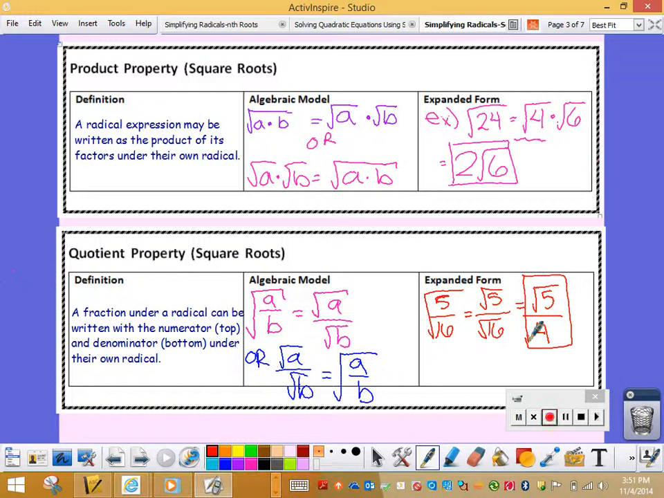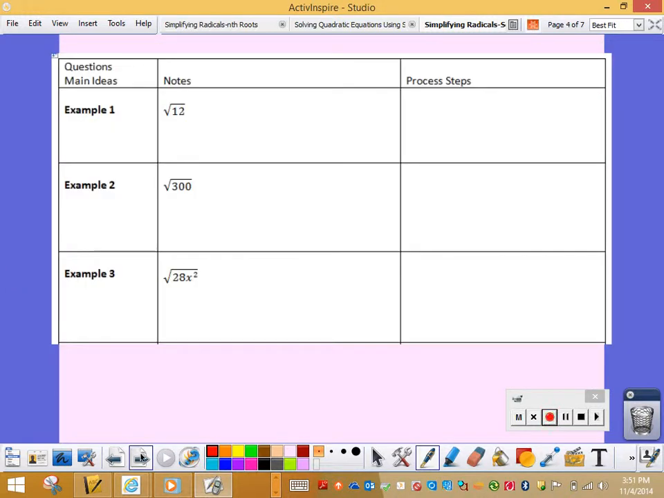Okay, let's zoom ahead to page 12 in your notes. We're not going to do all of these, you have a ton of examples. But we are going to start with example 1. And I am going to have you use a factor tree, just like we did in your worksheet from yesterday. So we're actually going to start with a factor tree, since we can't actually take the square root of 12. It's not a nice perfect square.